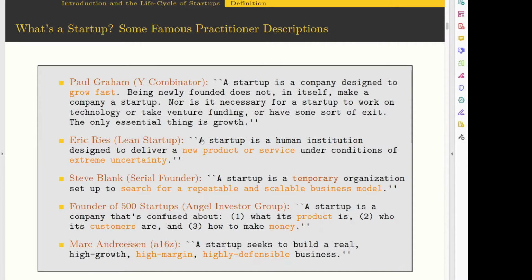He says, look, and this is going to sound maybe a little bit trivial when I say it, but I still wanted to include it because it's an important fundamental starting point. Paul says, a startup is a company designed to grow fast. Being newly founded does not in itself make a company a startup, nor is it necessary for a startup to work in technology or take venture funding or have some sort of exit. The only essential thing is growth. So to me, this is really the starting point of a definition of startup.